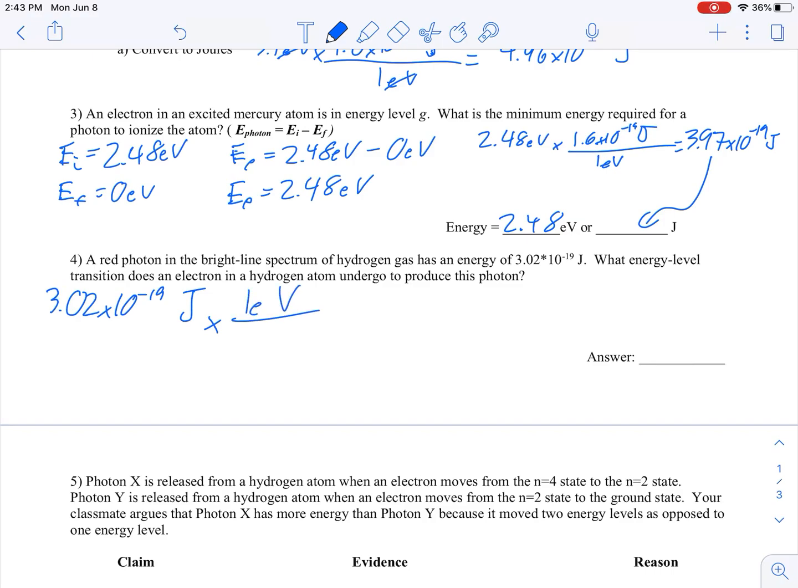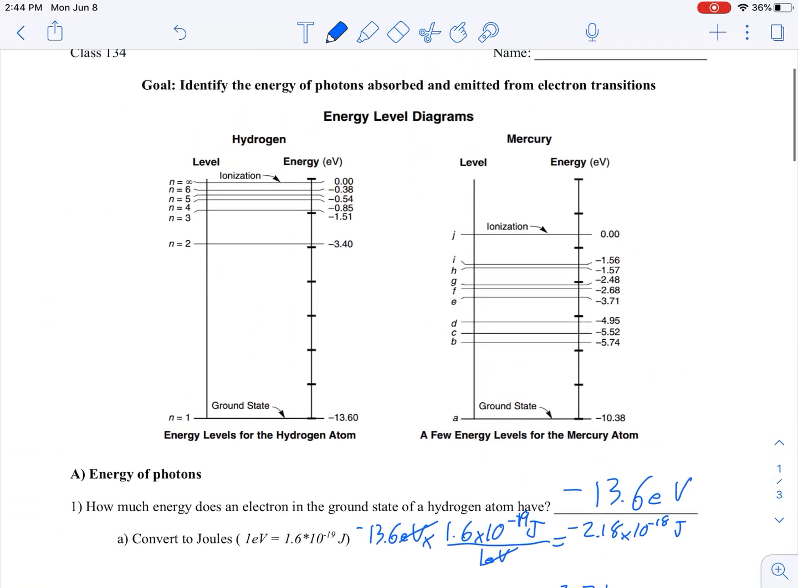Now we want electron volts, so we put it on top. The 1.6 goes on the bottom now. And we get 1.89. Now this 1.89 electron volts is a transition in a hydrogen atom. So we need to find which two levels are 1.89 electron volts apart.